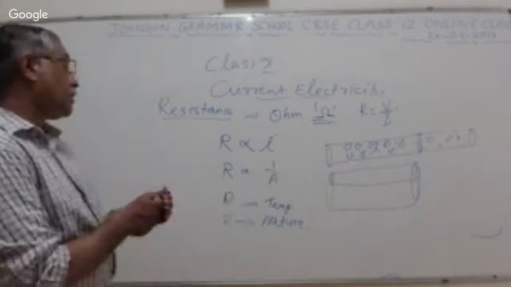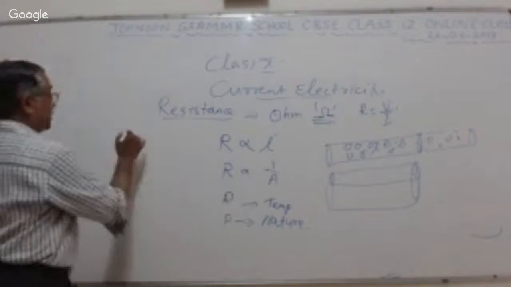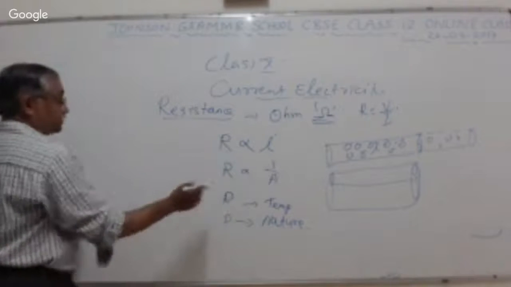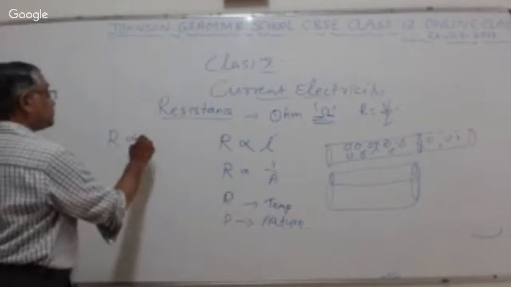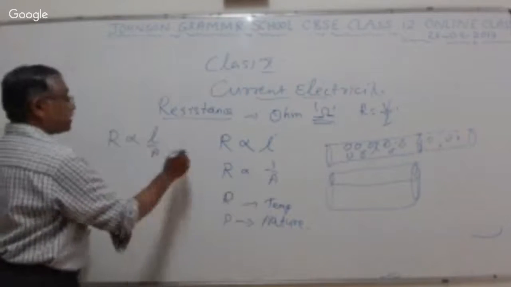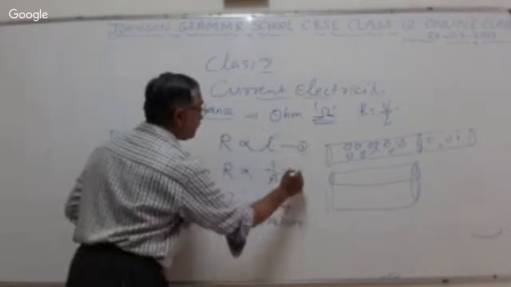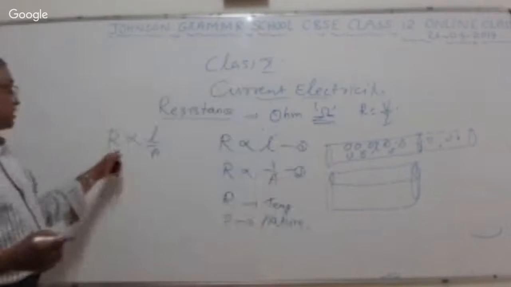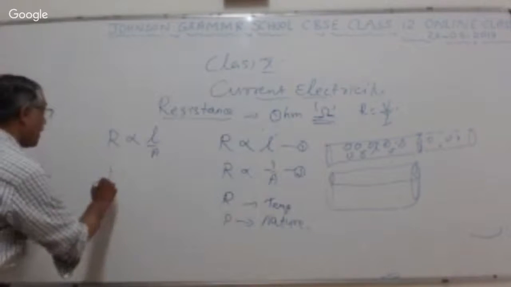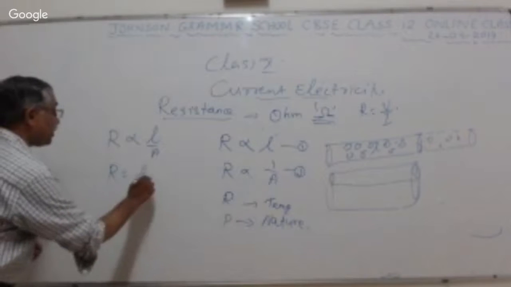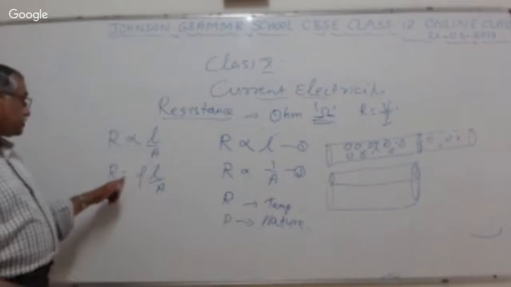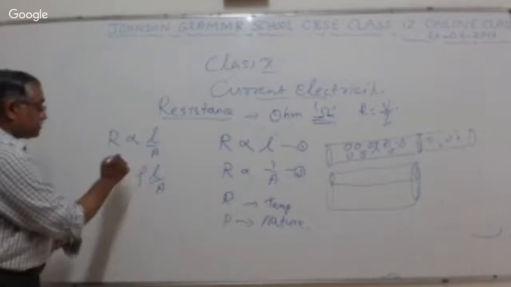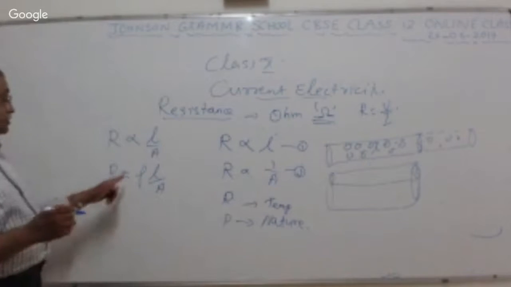So it is fixed. So we take the other two terms. The nature of the material will of course be there. So R is proportional to L by A. We take these two cases, 1 and 2: R is proportional to L by A, or R is equal to rho L by A. You remove the proportionality symbol and add a constant when you write the equality. So R is equal to rho L by A.